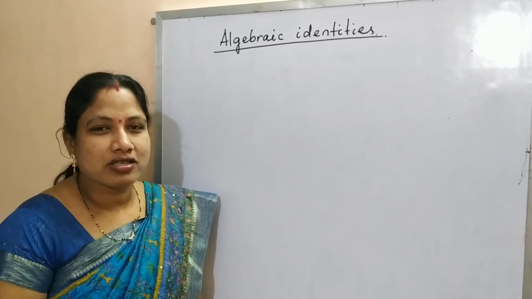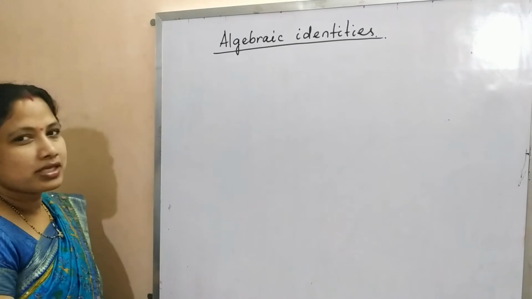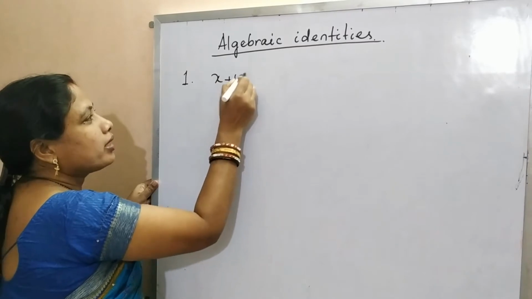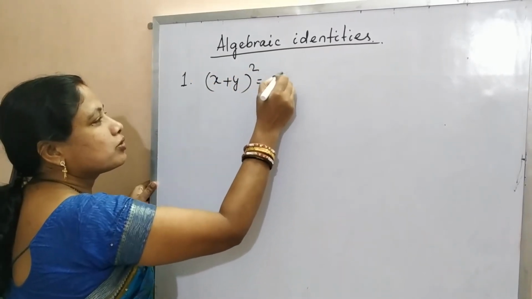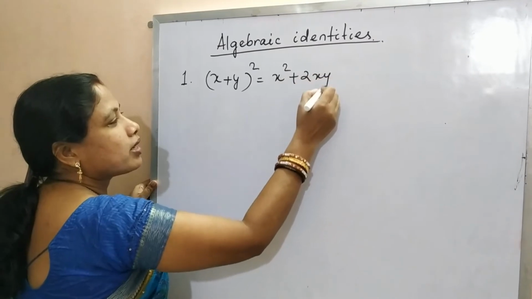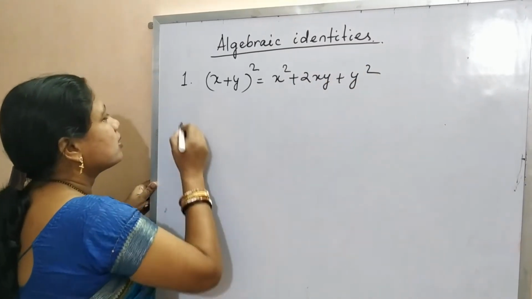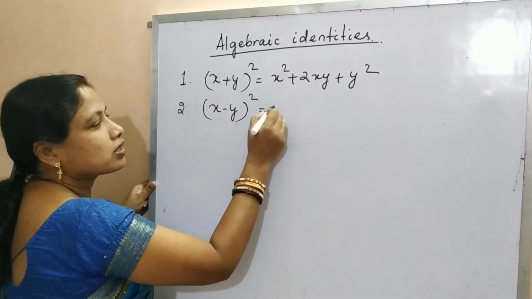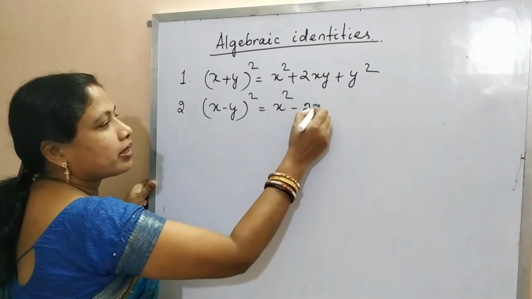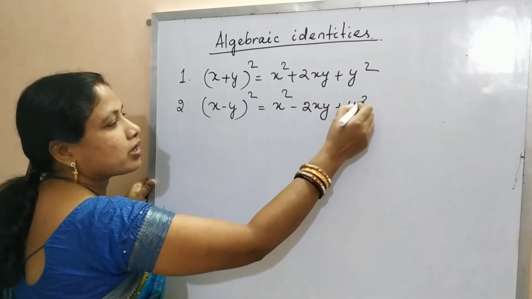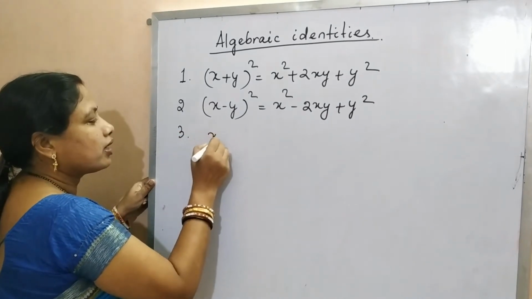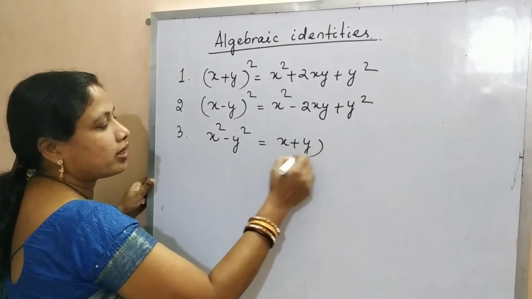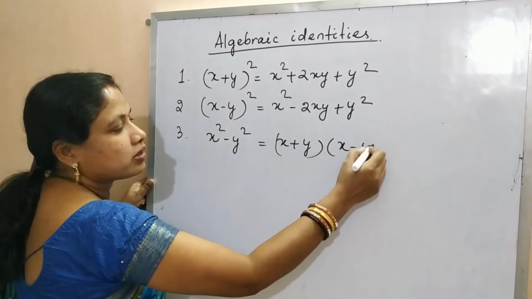Friends, let us learn some algebraic identities. So these identities you already know. First identity, (x + y)² = x² + 2xy + y². Second identity, (x − y)² = x² − 2xy + y². Third identity, x² − y² = (x + y)(x − y).